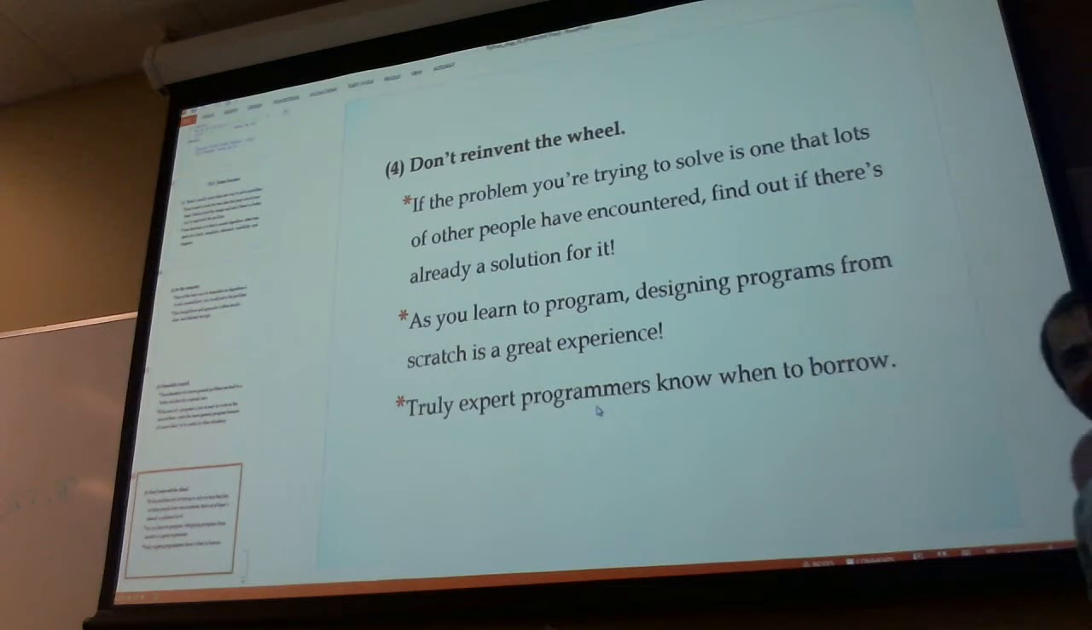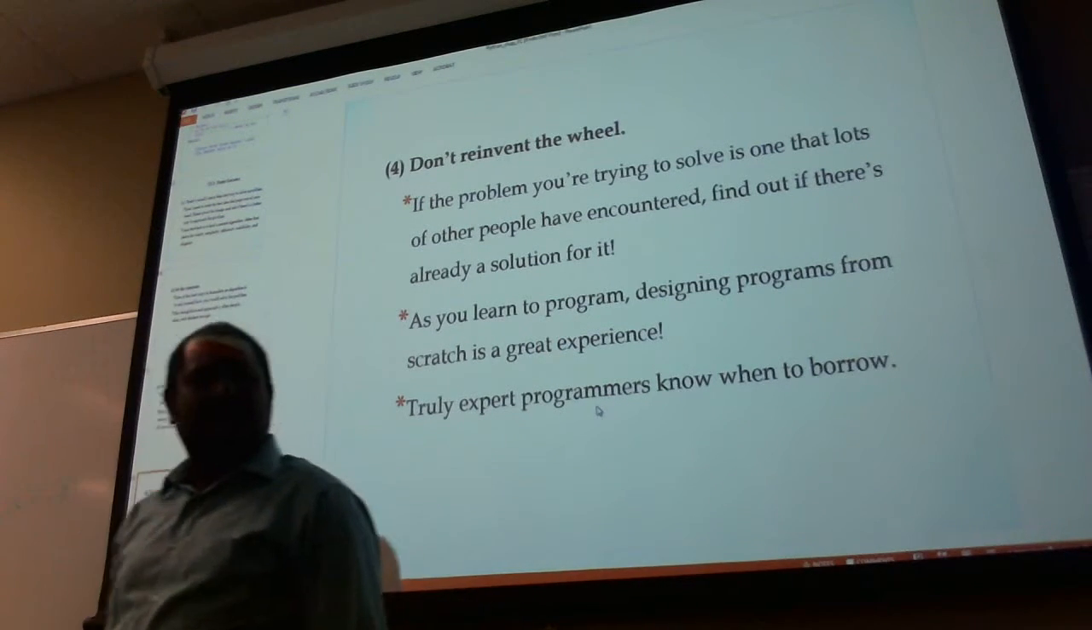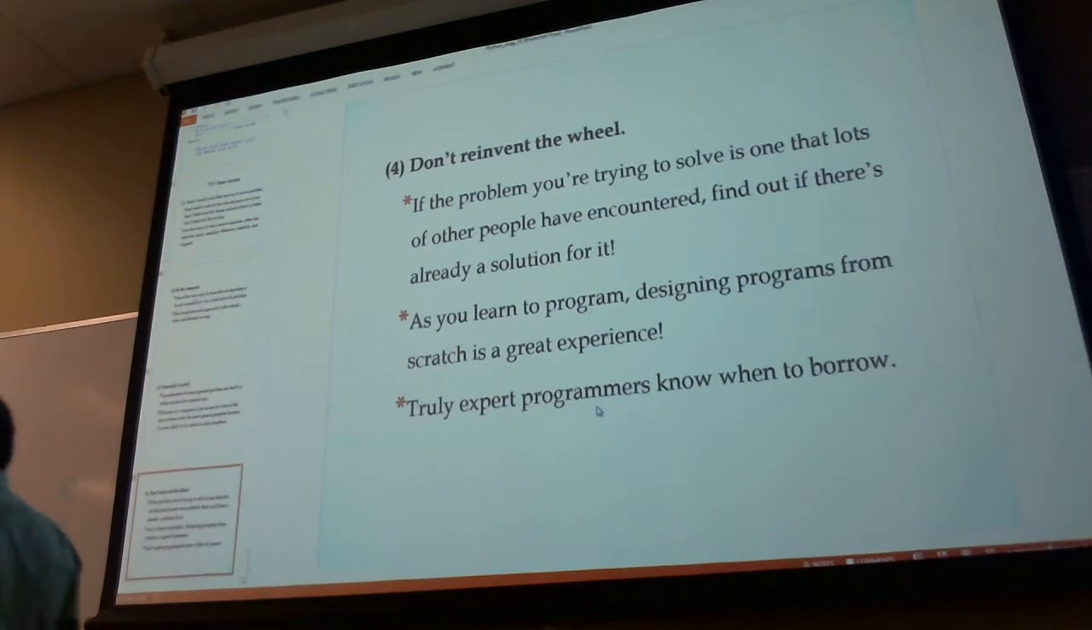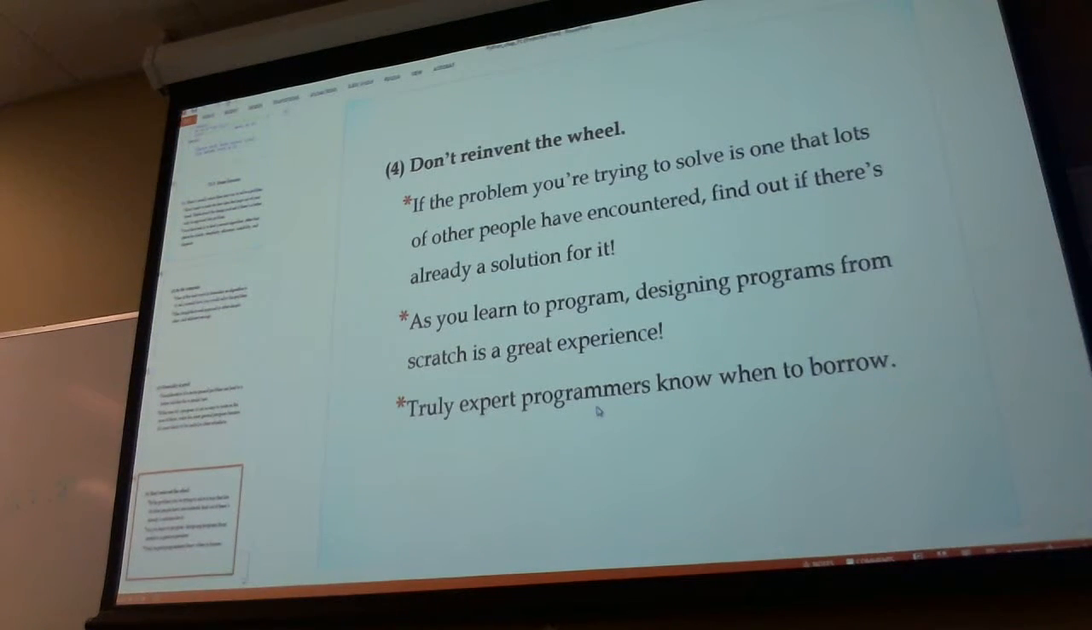What does that mean? What do you understand? A little bit confusing. Borrow what? Ideas, concepts. Yes, concepts. What they're saying is, only the truly expert programmers know.